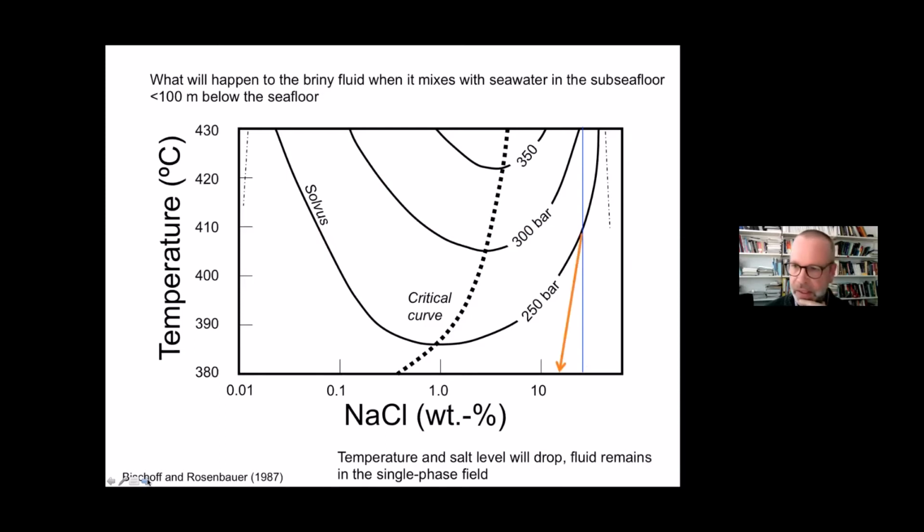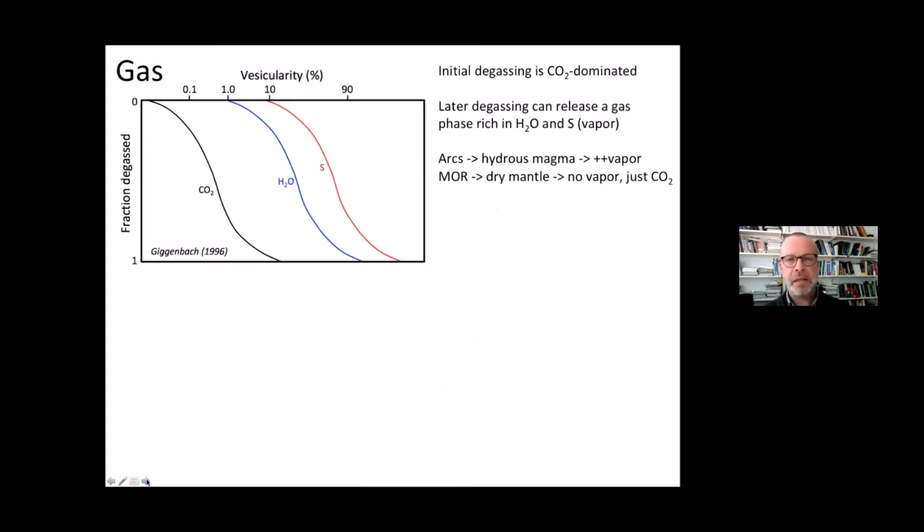which is commonly taking place in these systems. Okay, and then we have mixing with entrained seawater in the shallow subseafloor, and that will just make the salt level and temperature drop in the fluids, but they usually remain in the single phase field from then on. So this explains the variability that we saw in the salt department. It's mainly phase separation, and then there's also water-rock reaction.